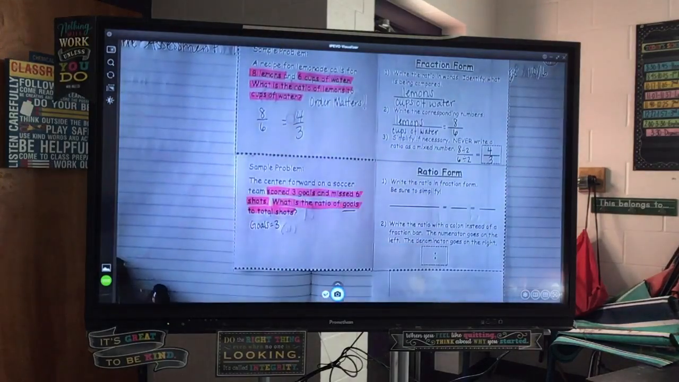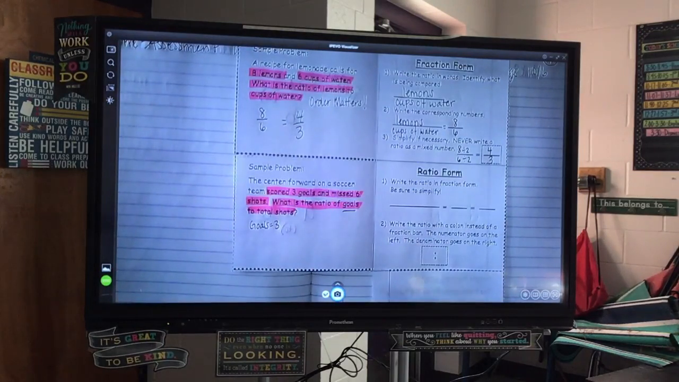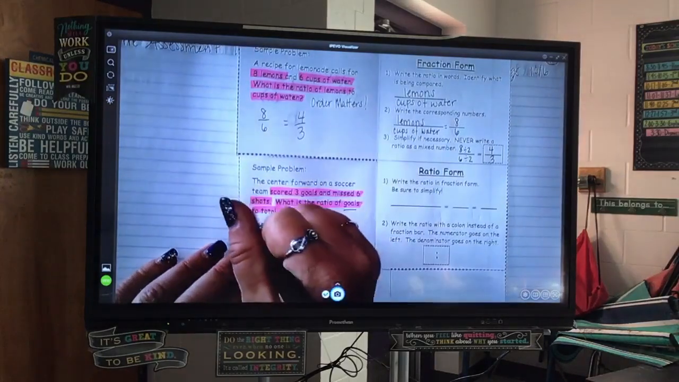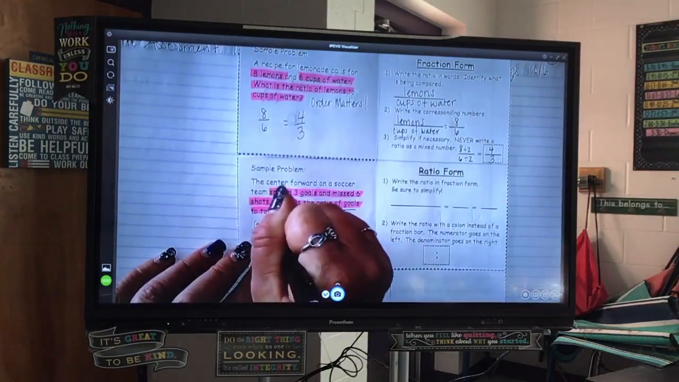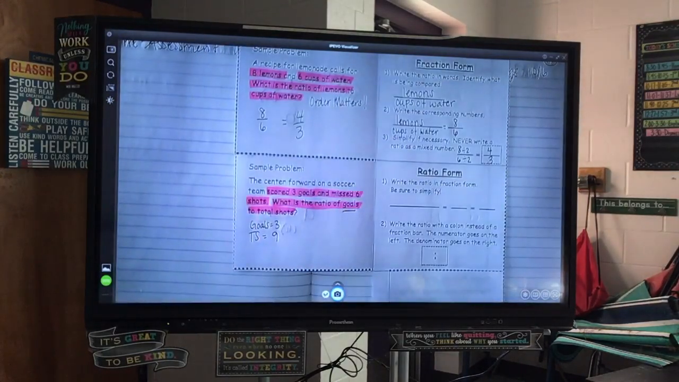Total shots. Does that mean the one, what do you mean? 9. Why? So what 2 numbers did you add together? So does everybody understand that you have to add the 3 and the 6? Even though he scored 3 goals, he missed 6, but it's asking for the number of total shots that the forward took. So total shots is going to be 9. Okay?